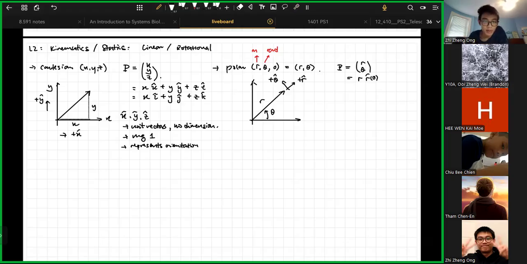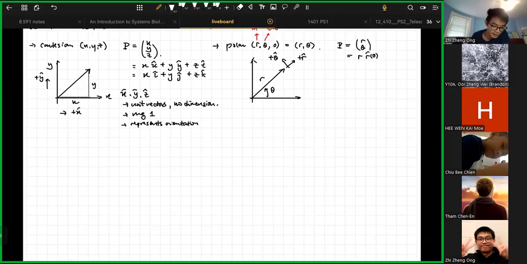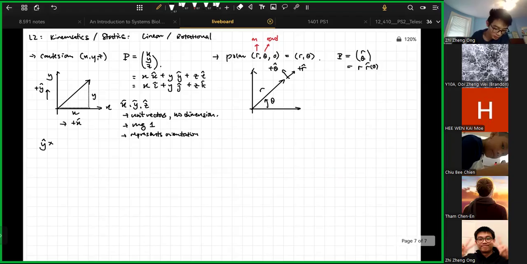One last thing, I want to remind ourselves of cross products. So, what's the cross product of y cross x? What's the cross product of y and x? X hat and y hat. Y hat cross x hat. Friends, what is the cross product of y hat and x hat?